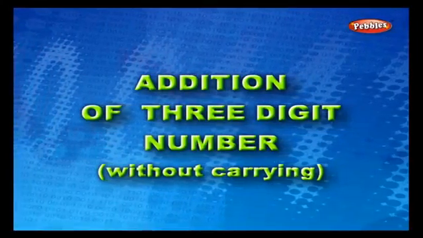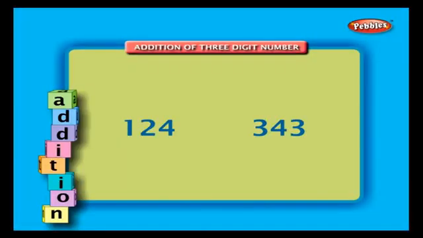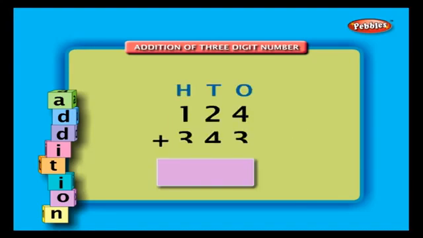Addition of 3-digit number without carrying. Example 1. Add 124 and 343. Arrange the numbers in a column. First add ones column. 3 plus 4 is equal to 7. Write 7 below the ones column.